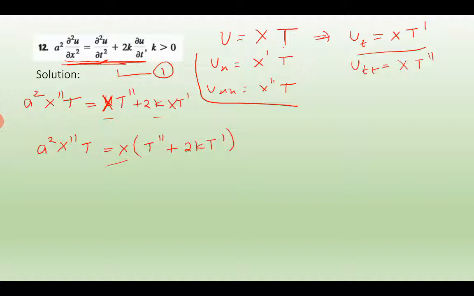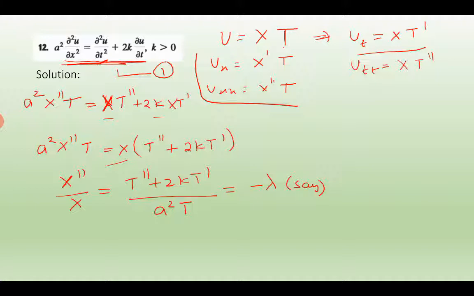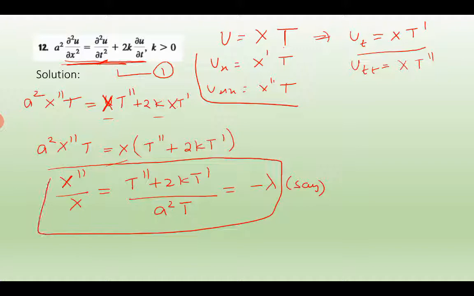Now take this X to the left side, T and a square to the right side. X double prime divided by X is equal to T double prime plus 2k T prime divided by a square T, which is equal to, considered to be, negative lambda, assumption, right? Now this is what we got in the first step. Next, assuming this is equal to this one, finding the solution, this one and this one is equal to this one.